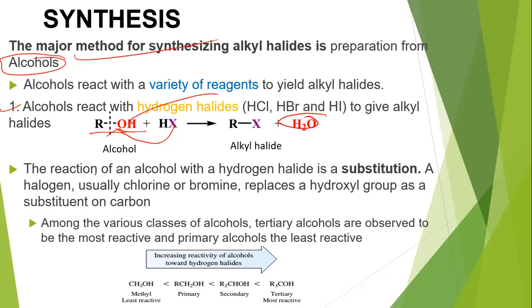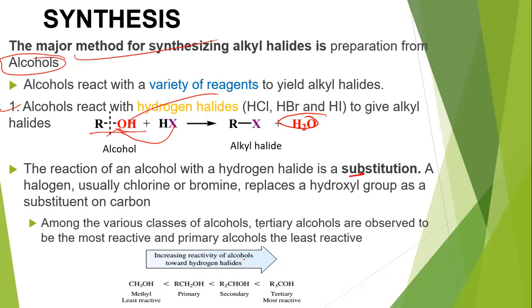Very simple. You're seeing that this reaction of an alcohol with a hydrogen halide is a substitution reaction. A halogen, usually chlorine or bromine, replaces the hydroxyl group as a substituent on the carbon. Among the various classes of alcohol, tertiary alcohols are observed to be most reactive and primary least reactive. Now, we'll explain this as we go on. The reason why we have tertiary being most reactive for this method and then the primary being least reactive, right?